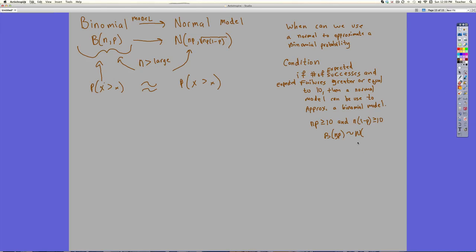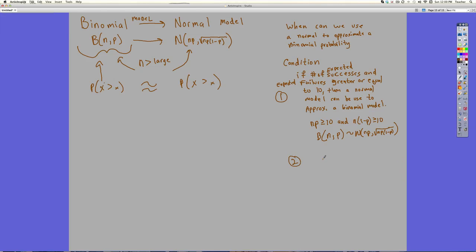Let me put this real quick. The binomial approximates the normal, or the normal approximates the binomial. The two parameters you always need for those two are n and p. The mean is n times p, and the standard deviation of the normal is the square root of np times 1 minus p. So when these two conditions are met, then we can use this.